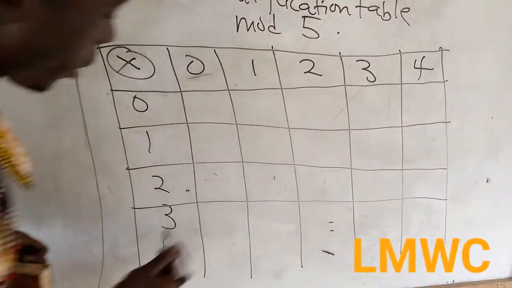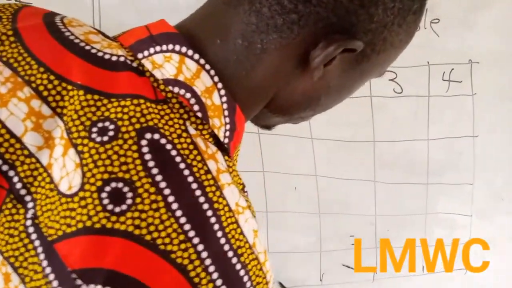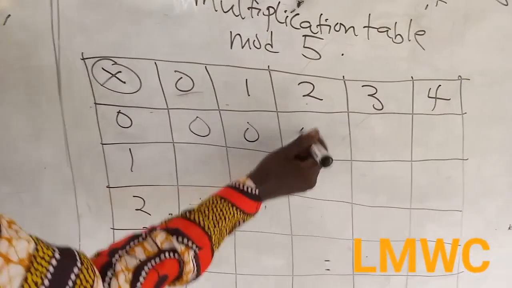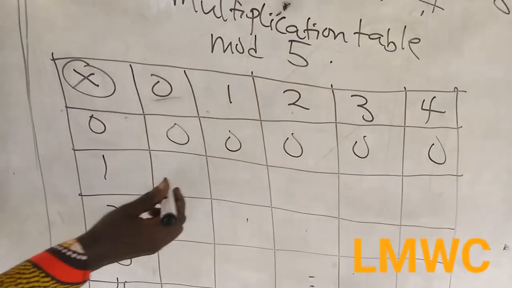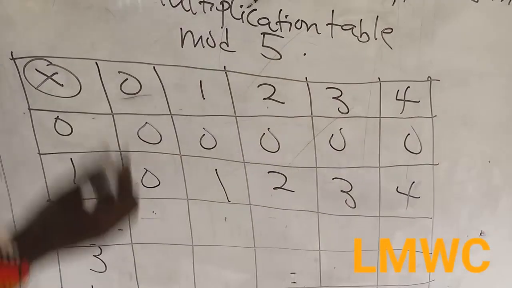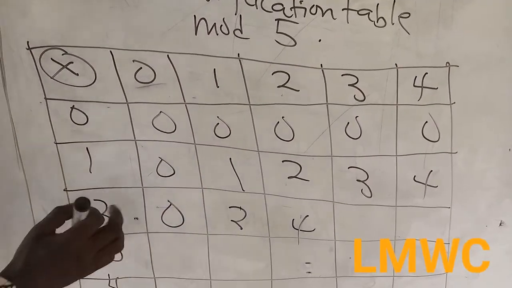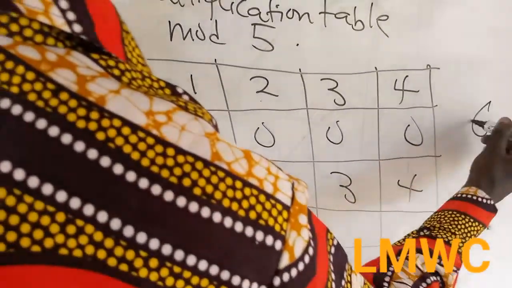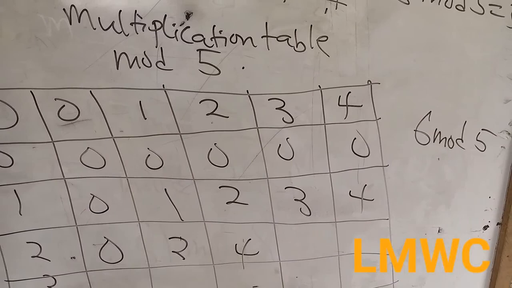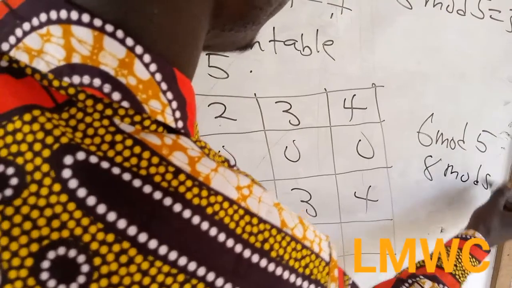So I'm constructing my multiplication table nicely. Modulo is not difficult. 0 times any number is equal to 0. 1 times 0, 0. 1 times any number is equal to the same number. 2 times 0, 0. 2 times 1, we have 2. 2 times 2 is 4. 2 times 3 is 6, and 6 mode 5, we have 1. 2 times 4 is 8, and 8 mode 5, we have 3.